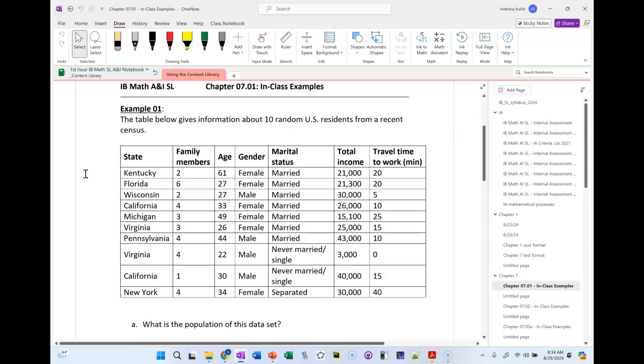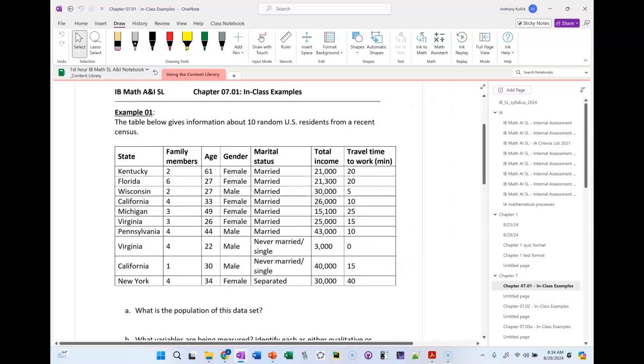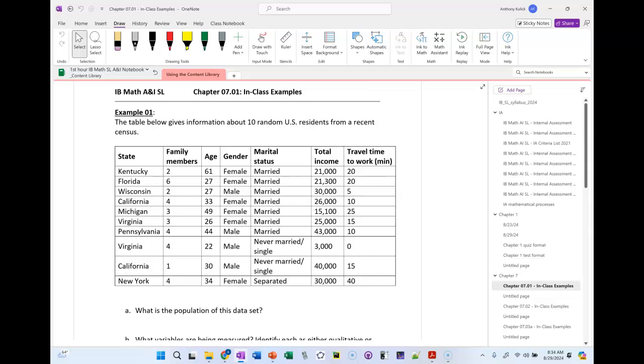So who can tell me the population for this data set? Okay, so you would say U.S. residents, right?